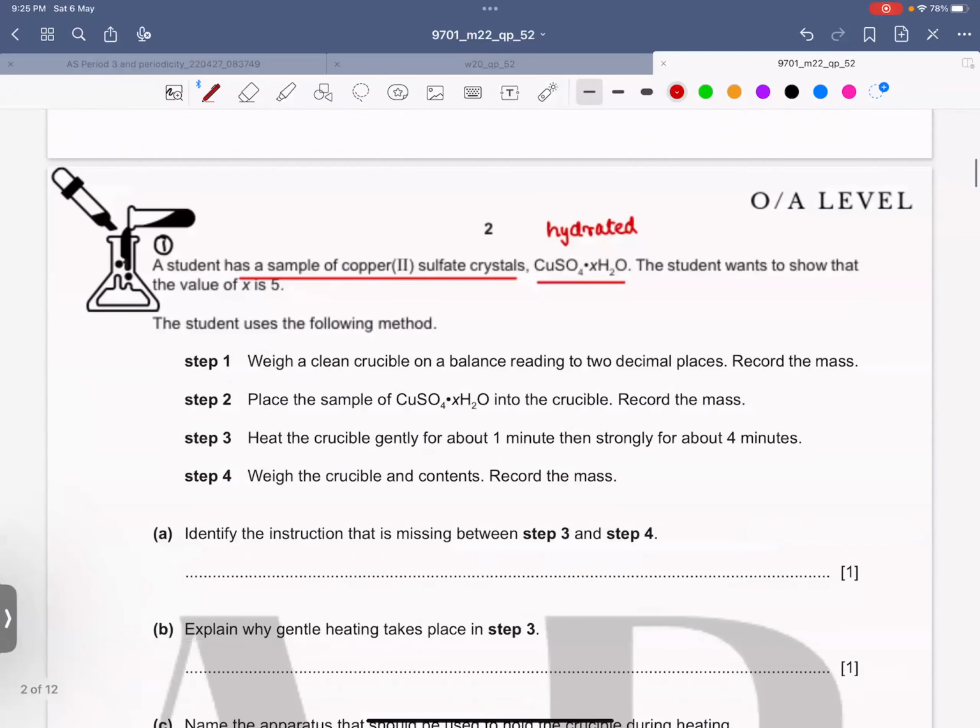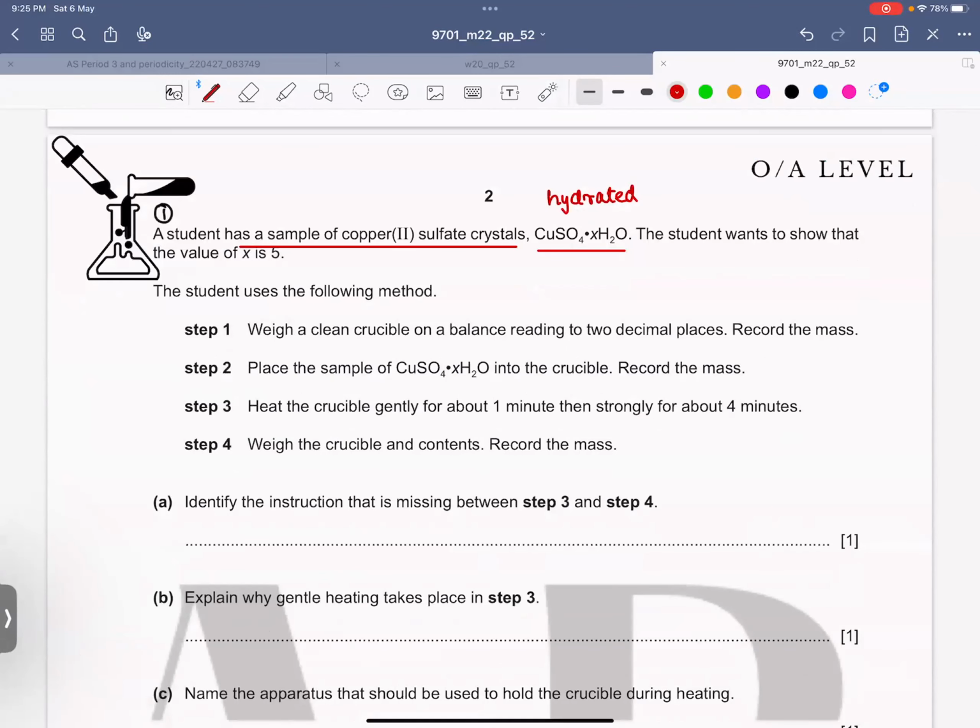Okay. So we are in February-March 2022, paper 5-2. Here in question number 1, a student has a sample of copper 2 sulfate crystals, and over here there is water of crystallization, which suggests that it is hydrated. The student wants to show that the value of x is 5. So our objective is to determine the number of moles of water bonded to one formula unit of copper sulfate in these crystals. Is this understandable to everyone? Yes, sir.